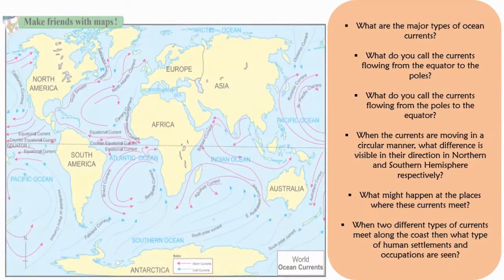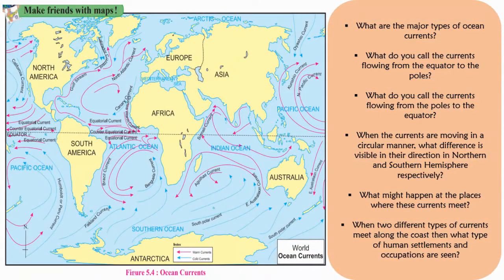Students, here we have Figure 5.4 representing ocean currents. It's on page number 31 of your textbook. The map shows the continents and oceans of the world. In the index you can see we have two arrows, one in pink color showing the warm currents and blue color arrows representing cold currents. So all the arrows are indicating the world ocean currents.